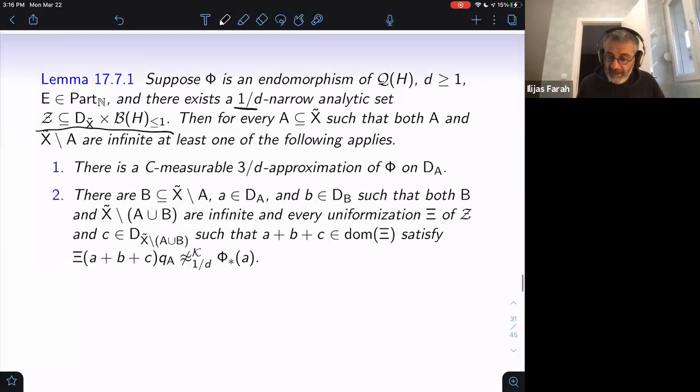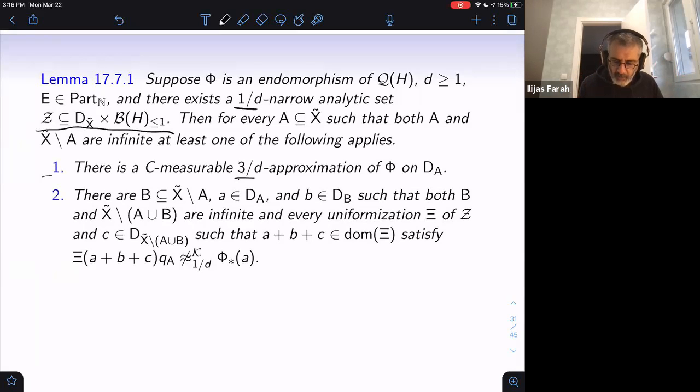Then for every A subset of X tilde, such that both A and X minus A are infinite, at least one of the following applies. Option number 1: there is a C measurable 3 over D approximation of phi on A. Right, so we have this infinite set, and on it we have approximation. We lose a little bit, going from 1 over D to 3 over D, but it's good.